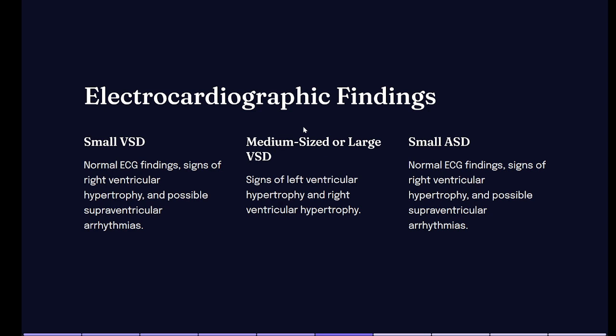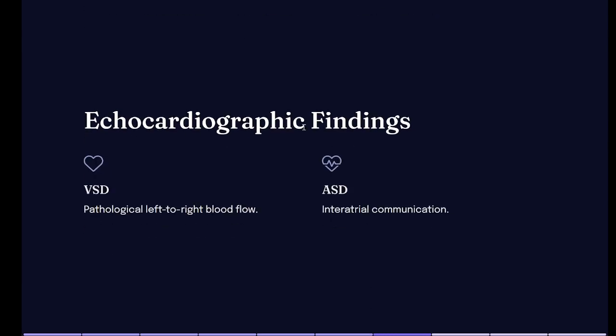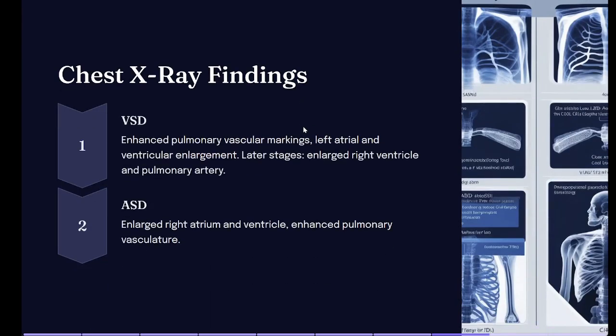Normal ECG findings. ECG in medium to large defect: signs of LV hypertrophy, signs of RV hypertrophy, possible supraventricular arrhythmias. Echocardiography: pathological left to right blood flow, interatrial communication. Chest X-ray: enhanced pulmonary vascular markings, left atrial and ventricular enlargement; in later stages, enlarged right ventricle and pulmonary artery, enlarged right atrium and ventricle, enhanced pulmonary vasculature.